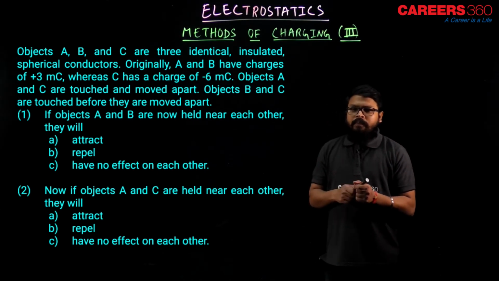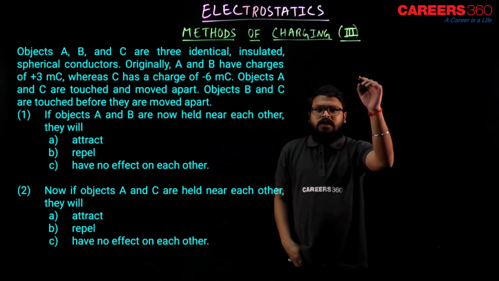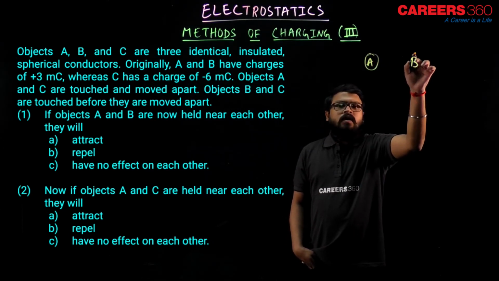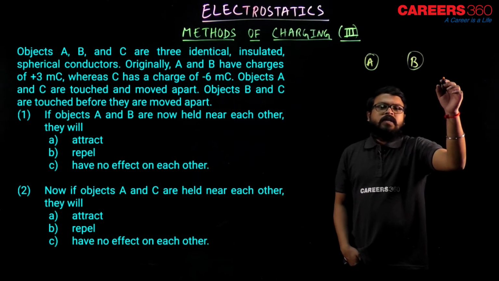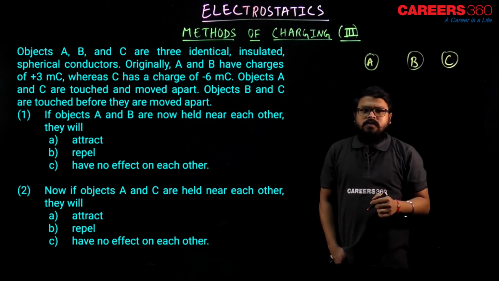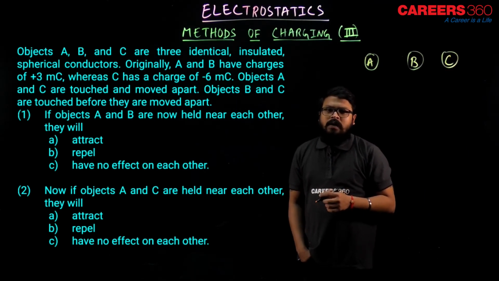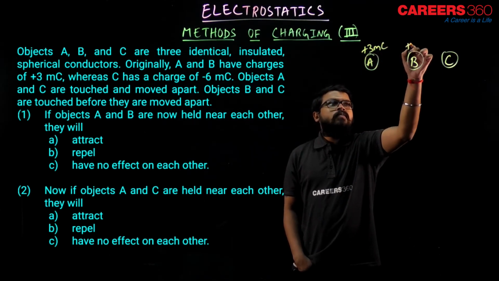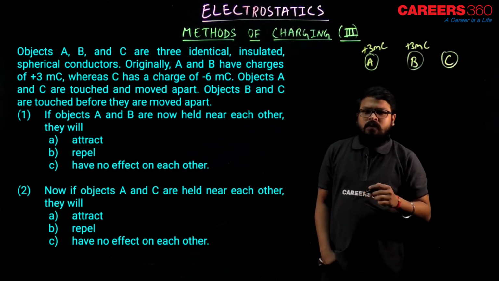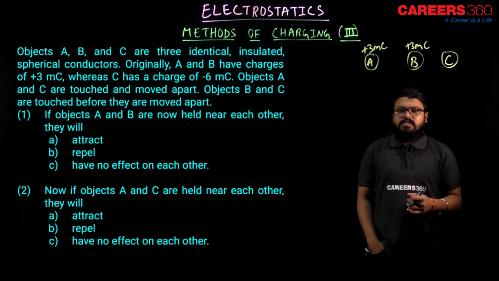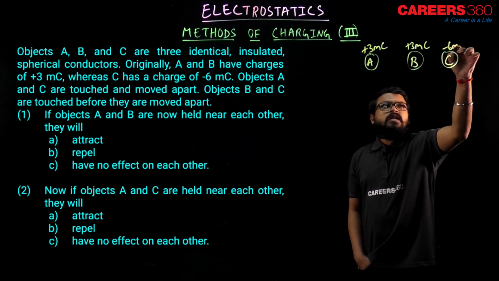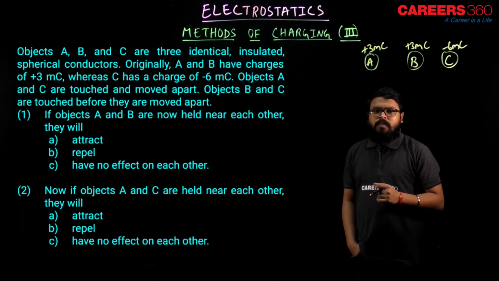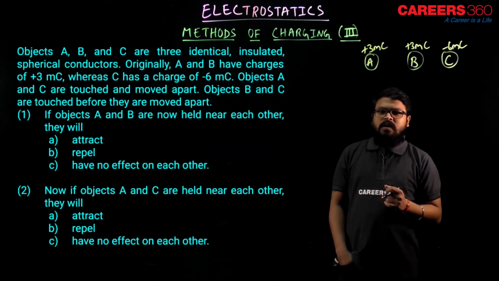So now let's see what the question is trying to say. Spherical conductors A, B and C. A and B have charges plus 3 millicoulomb, whereas C has a charge of minus 6 millicoulomb. Now objects A and C are touched and move apart. Objects B and C are touched before they are moved apart.